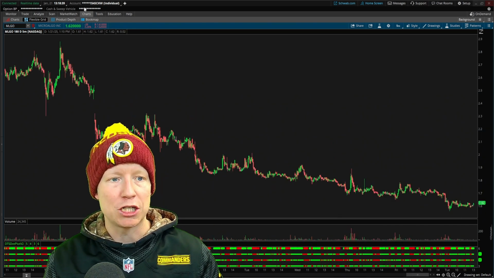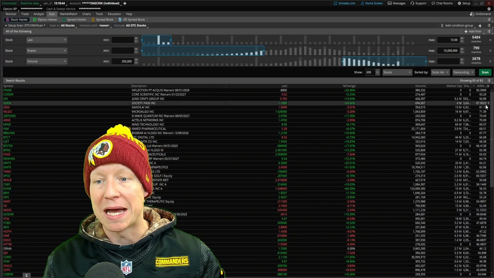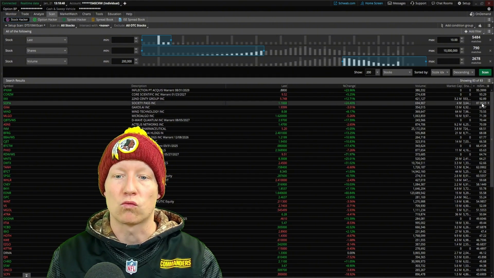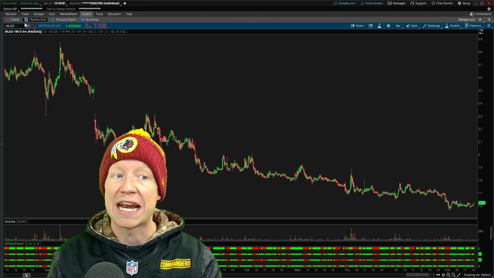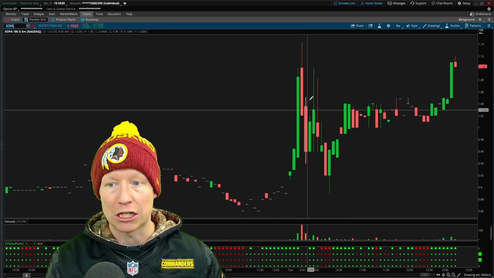I will also mention, if you look up in the top left, I'm doing this at 1:18. Probably not the best time to be doing this. Where a custom column like this is really going to come into effect is right out of market open. Right out of market open when these stocks are sort of seeing their most volatility.